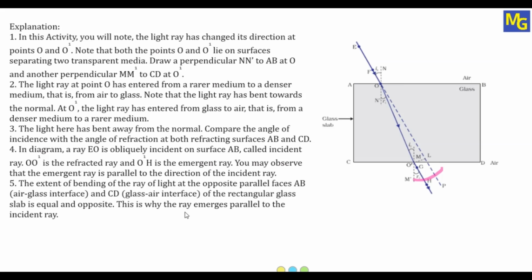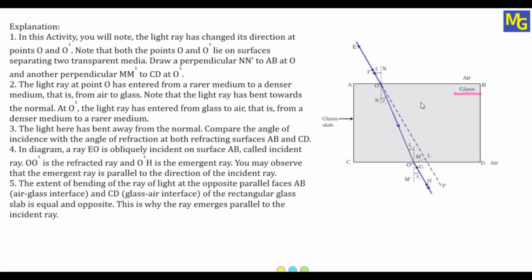This is why the ray emerges parallel to the incident ray, and that is why the emergent ray and the incident ray both are parallel to each other. So remember, from this experiment what do we understand? We understand that if we change the media, the extent of bending also changes. In rarer media, the ray goes straight. When it enters into the denser media, the light ray bends towards the normal.